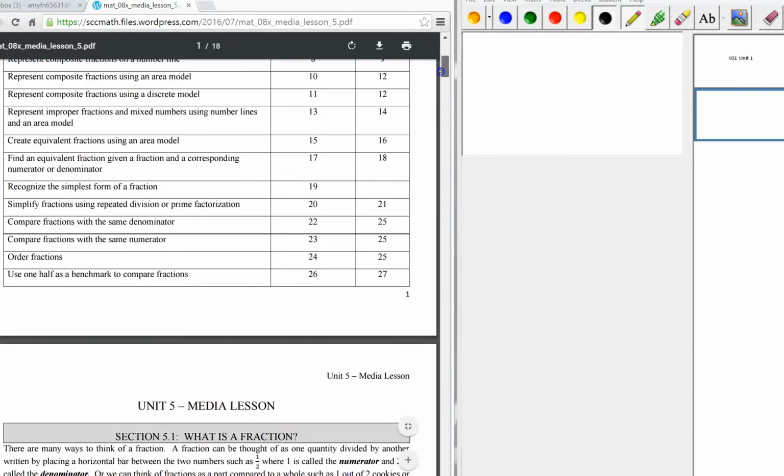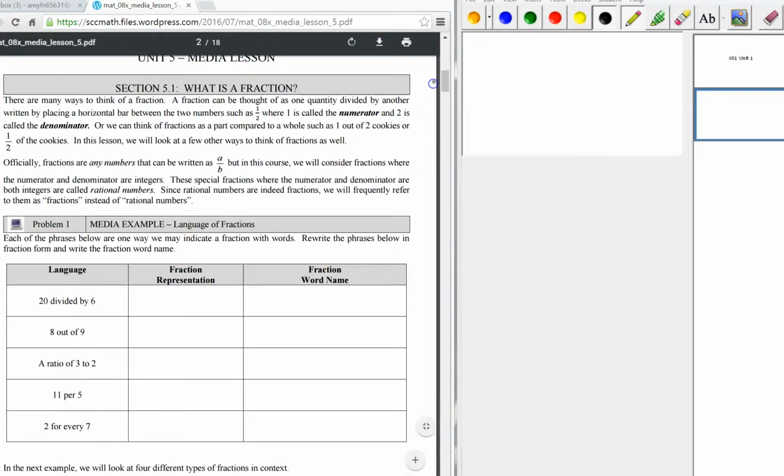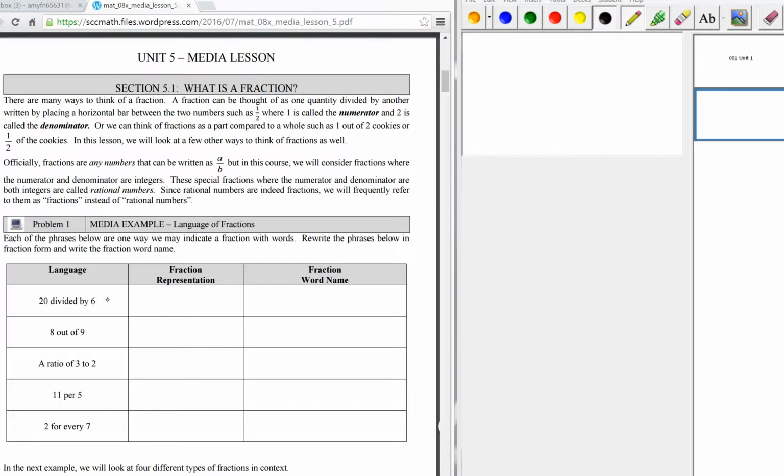So let's look at 5.1, which is entitled, What is a Fraction? Okay. So in this section, first we start by looking at language of fractions and looking at it in a few different ways. So again, we're continually speaking in this type of language when we talk about fractions, and students need to connect this language to the ideas. So notice we have divided by, out of, ratio of, per, for, every. So this will start to give them an idea of how we would represent these phrases or language in terms of fractions and fraction word names.